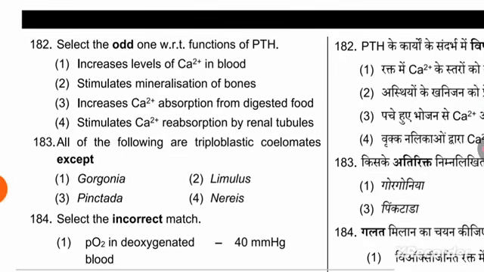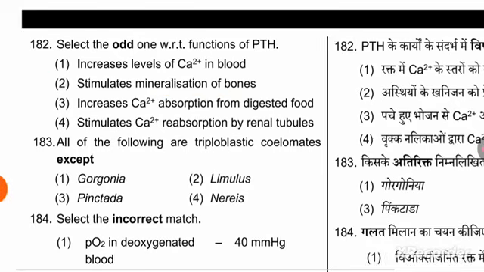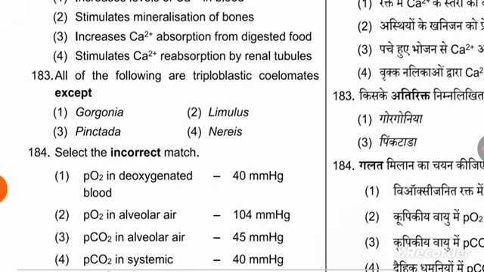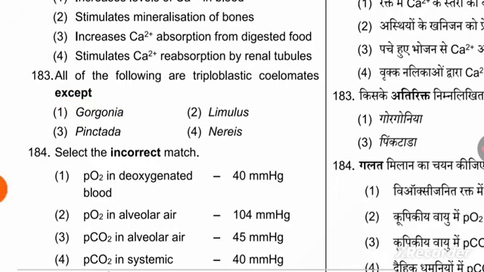Next one. 182 question. Select the odd one with respect to parathyroid hormone. For parathyroid hormone, the odd one is that it stimulates mineralization of the bones. The remaining 3 statements are performed by parathyroid hormone. 183. All of the following are triploblastic coelomates except Gorgonia, because Gorgonia is diploblastic and it is Cnidaria, not coelomate. It is a Cnidarian.